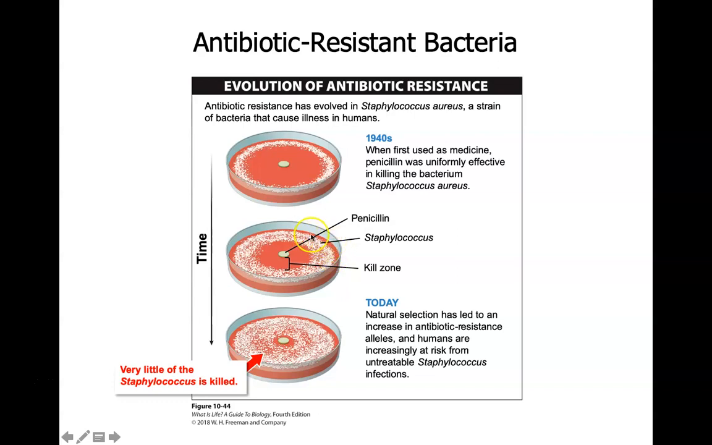These guys on the outside edge probably are being exposed to less penicillin, because the penicillin is on this disc and spreading outward. Those that could survive a small amount of penicillin were able to pass on that genetic information to the next generation. And so over time, the effectiveness of penicillin went down.